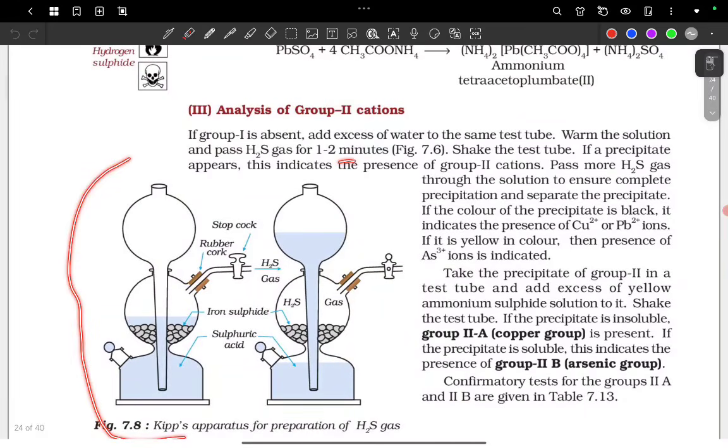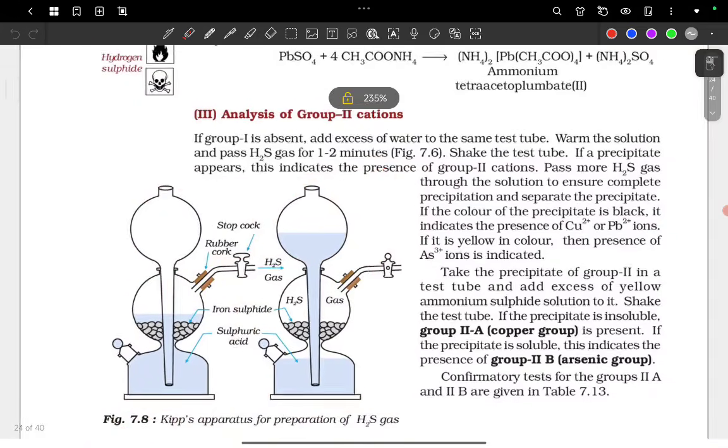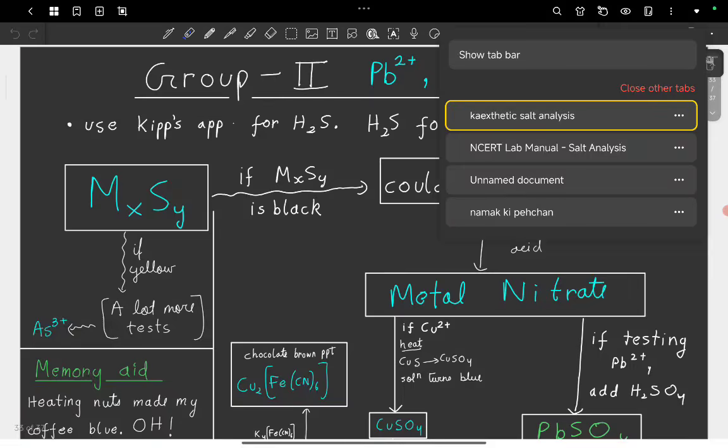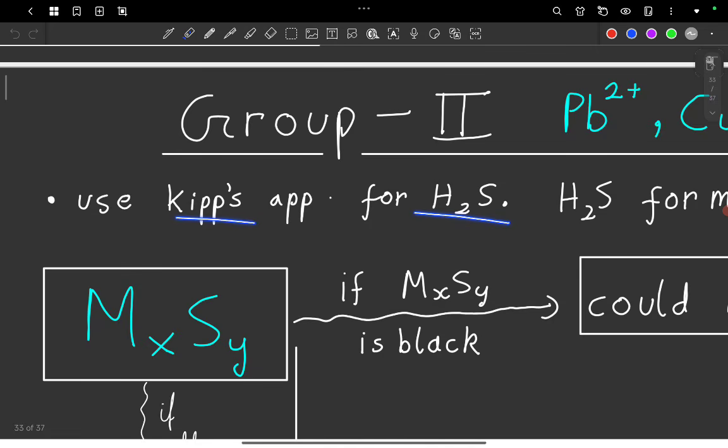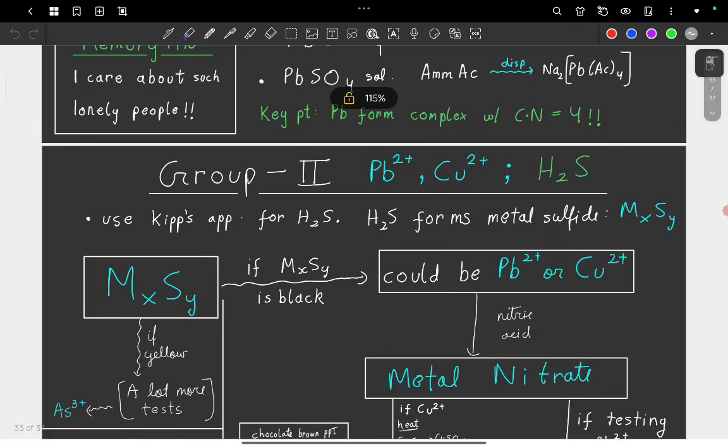This is what we call Kipp's apparatus. Okay, this is something you don't have to remember the diagram of, but they can ask you in an MCQ how we add H2S. So we add it using Kipp's apparatus.